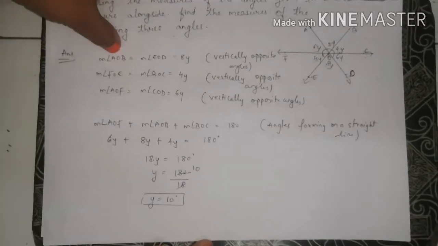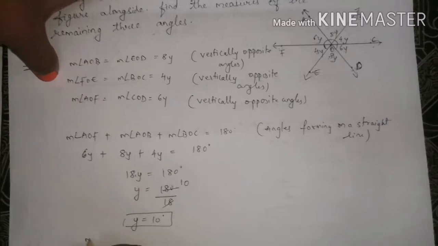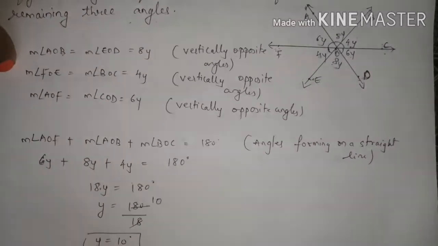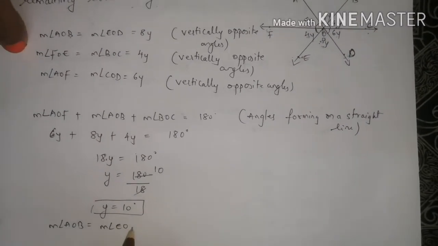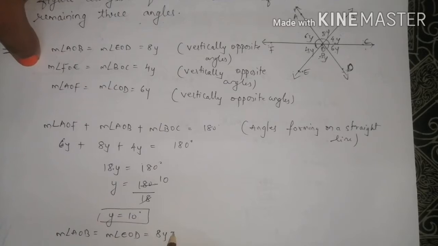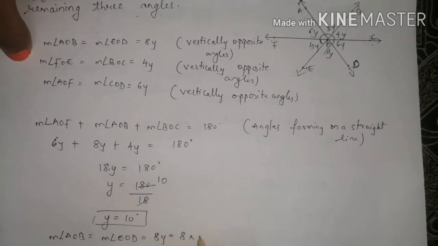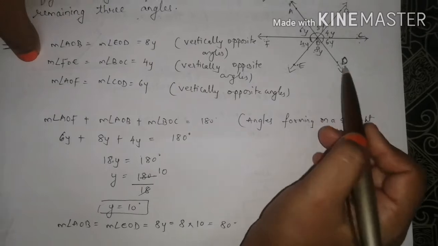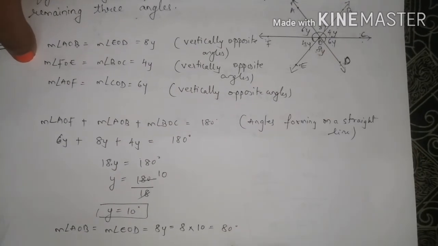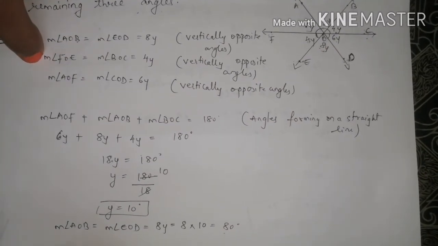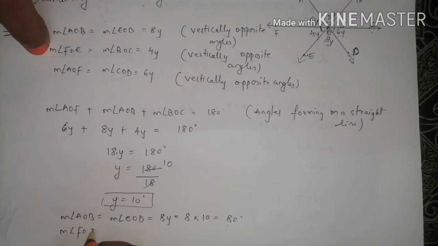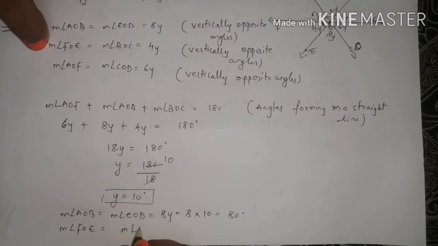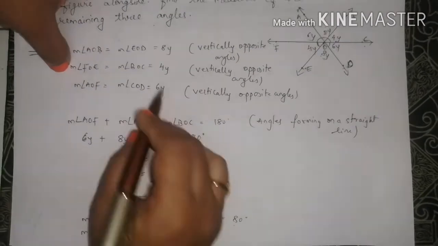See, AOB and EOD. Measure of angle AOB is equal to measure of angle EOD is equal to 8y. Means 8 into the y value we got. How much is it? 10. So 80 degrees. So AOB and EOD both are 80 degrees. Similarly, second pair. Measure of angle FOE is equal to measure of angle BOC is equal to how much?